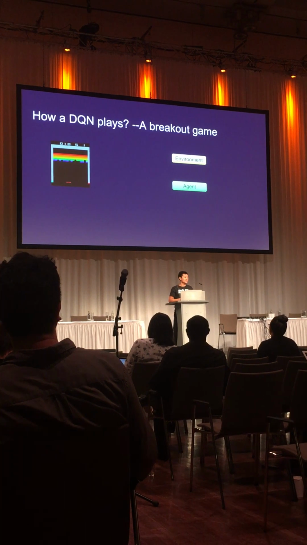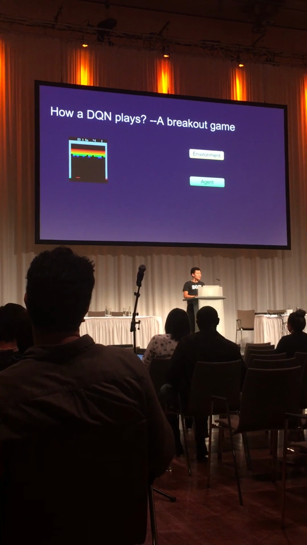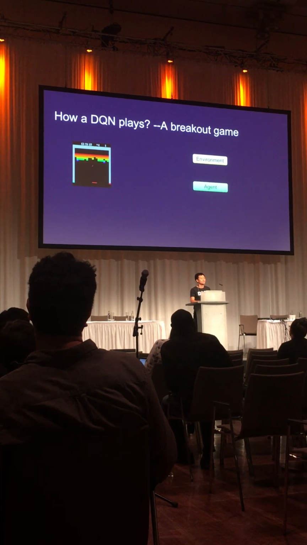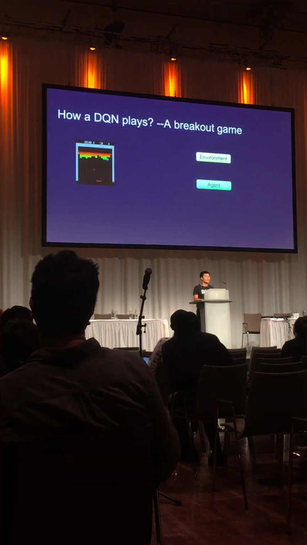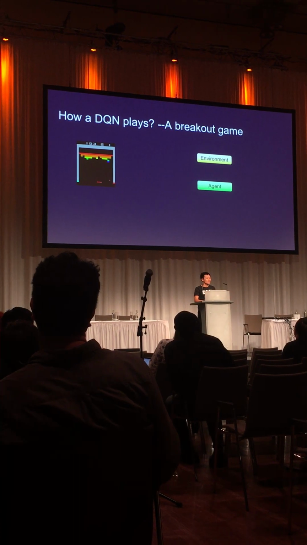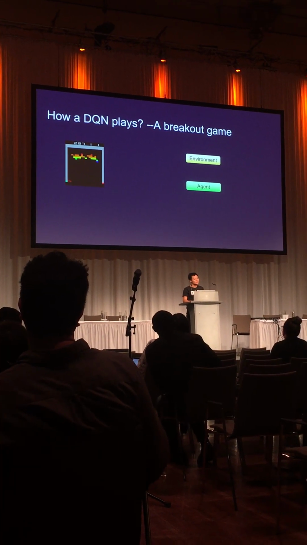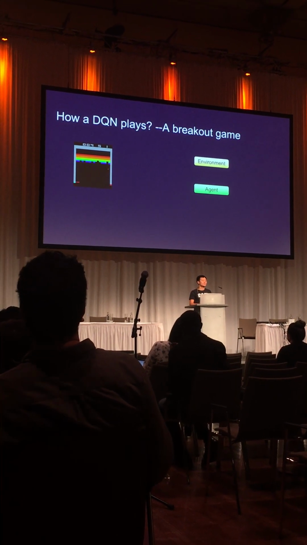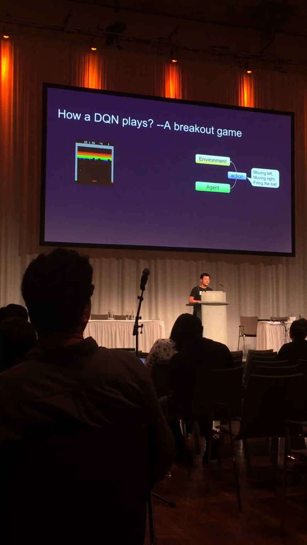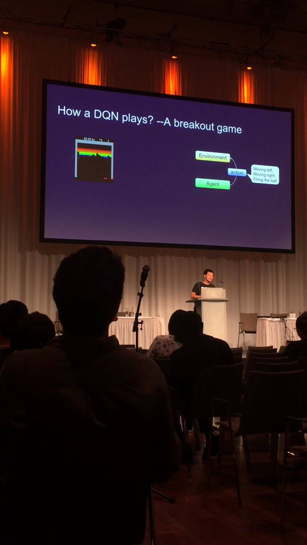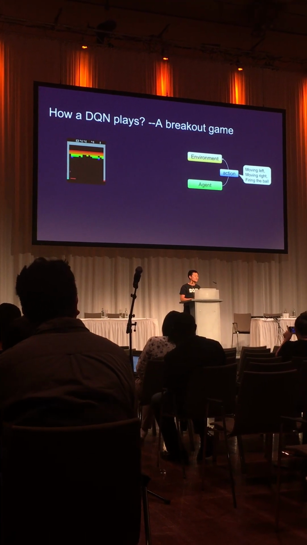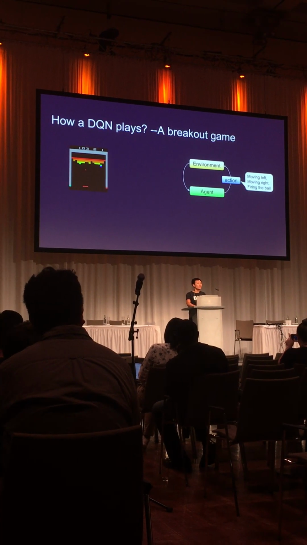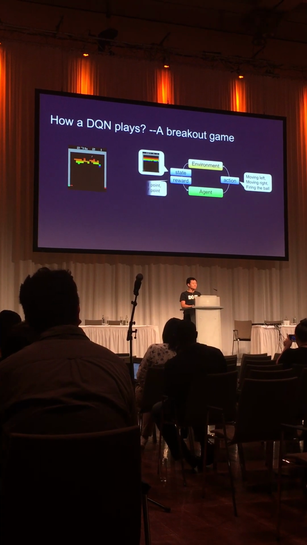Let's look at a breakout game. A typical setup has two components: the environment and the agent. The environment is the game, and the agent is our program. The agent interacts with the environment to maximize a certain goal. Based on its current intelligence, it decides what action to take: move left, move right, and also fire the ball.